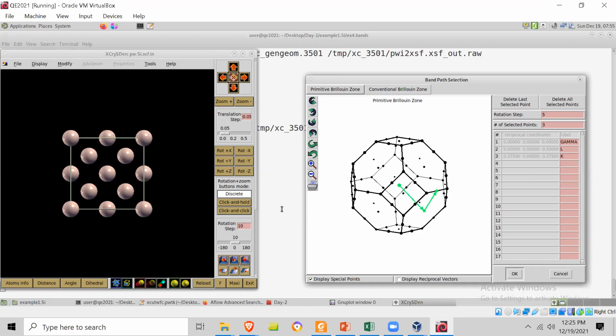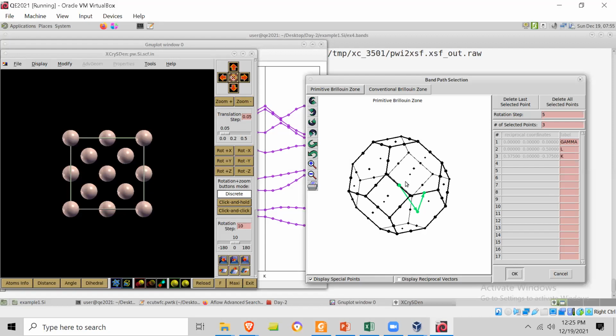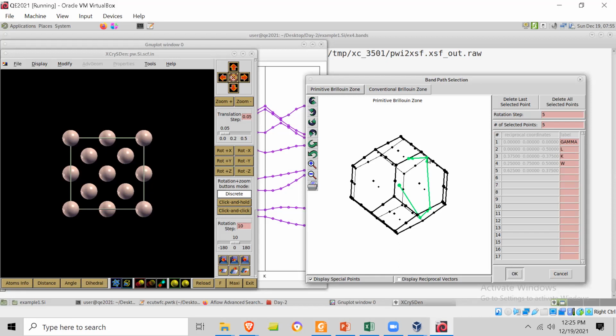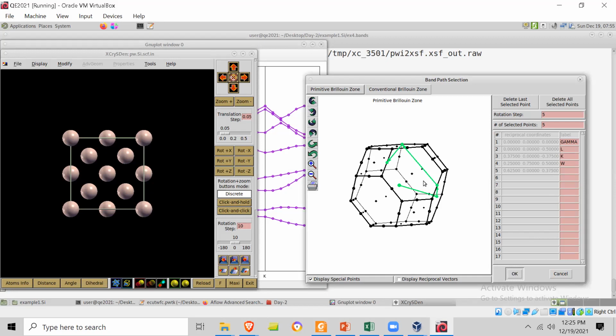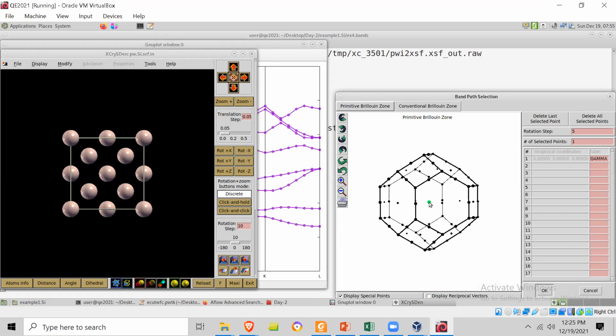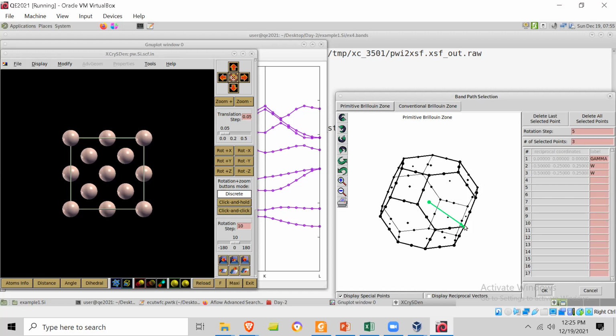If you look at the graph, it went from L, tau, X, W, K, L. I don't know where these things are, but if you want to figure that out, you can just go like that. Take that out, I made a mistake. So tools, K path selection. From there, you select the gamma point, and then my mouse is clicking all over the place, so that's why. I can delete last selected point. Okay.